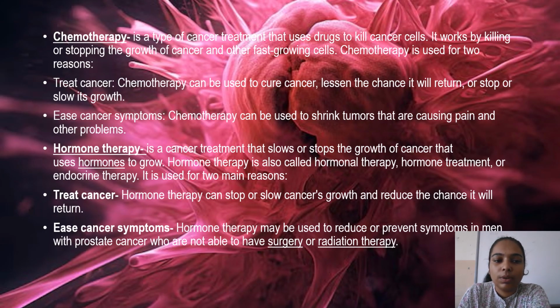Easing cancer symptoms means it is used to shrink the tumors that are causing pain and other problems. Next, we have hormone therapy, which is a cancer treatment that slows or stops the growth of cancer that uses hormones to grow. It is also called hormonal therapy, hormone therapy, or endocrine therapy, and it is also used for two main reasons: to treat cancer, meaning hormone therapy can stop or slow the cancer growth and reduce the chances it will return; and to ease cancer symptoms, meaning hormone therapy may be used to reduce or prevent symptoms in men with prostate cancer who are not able to have surgery or radiation therapy.